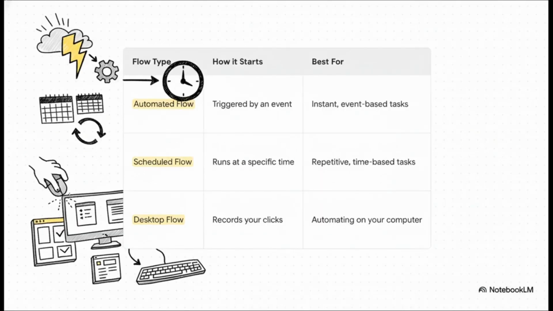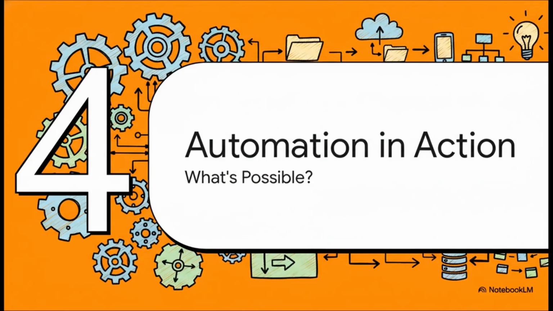Now, Power Automate actually gives you a few different flavors of this recipe. As you can see here, an automated flow is what we just talked about. It runs when some event happens. A scheduled flow is a little different. It runs at a specific time you set, which is perfect for something like a daily 9 a.m. report. And then there's a desktop flow, which is for trickier situations. It can literally record your mouse clicks and keyboard strokes to automate older apps that don't have those modern connections. It's incredibly versatile.